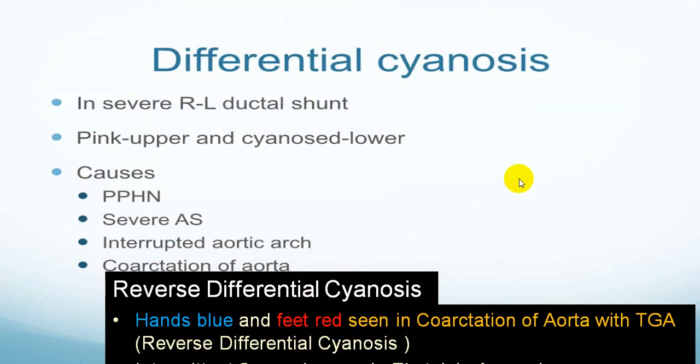One condition I have already given you the description, that in a case of transposition of great vessels with patent ductus arteriosus with Eisenmenger, but once in a while in case of coarctation of aorta with transposition of great vessels also, you can have a reverse differential cyanosis. So this will be the two permutation combination where you can have.